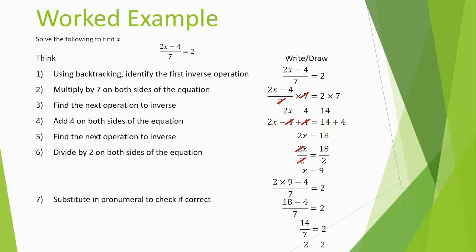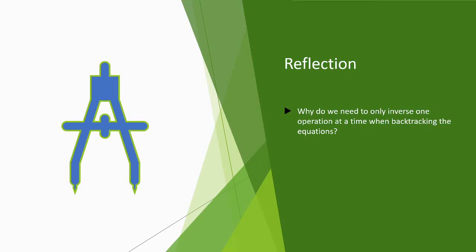And again, we've tried to keep all those equal signs in a row so the teacher can see each step that I'm doing. So for our reflection today, I want you to think about why it's important to just be doing one operation at a time when we're backtracking.